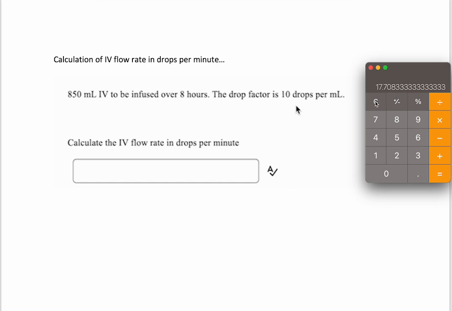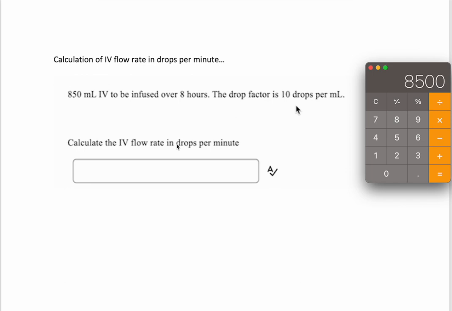So the first thing I'm going to do is calculate how many drops there are in total. So we know there's 850 milliliters and there's 10 drops per milliliter. So we have to multiply 850 by 10. Again, that's 850 milliliters with 10 drops per milliliter. That gives us 8,500 drops total.